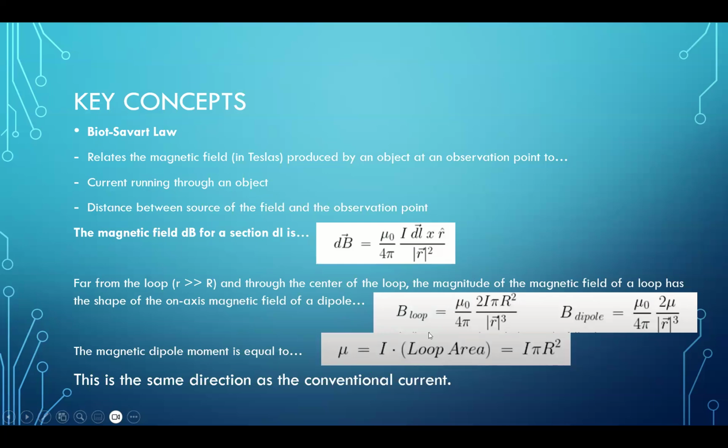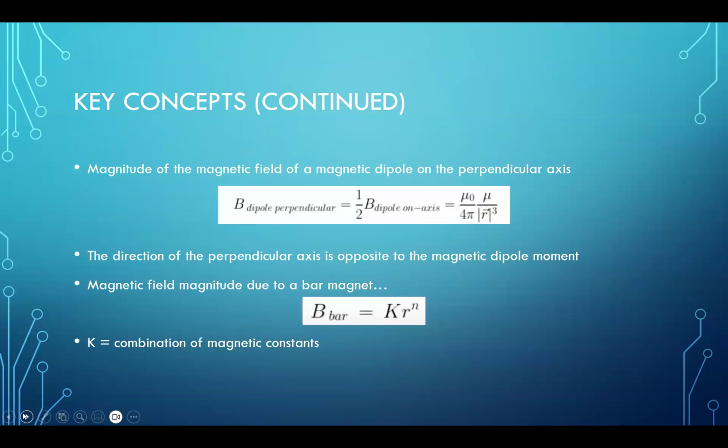And for a loop and a dipole, we can find the relationships here. It's for a distance that's much greater than the radius of the loop. And the magnetic dipole moment is equivalent to this equation here. And it's the same direction as the conventional current, which we can use in our model computationally.